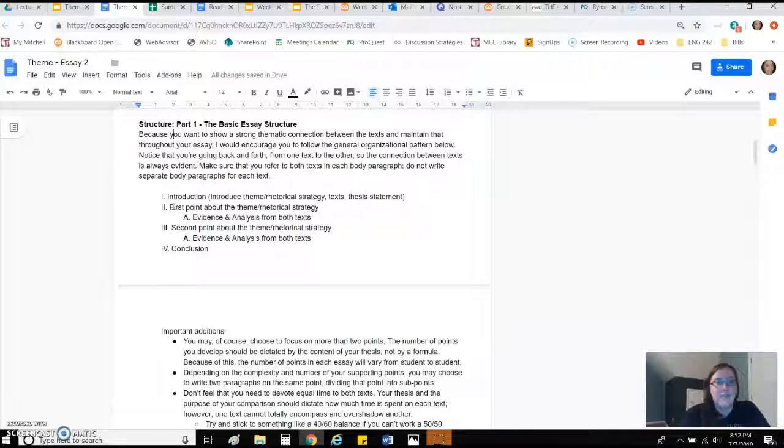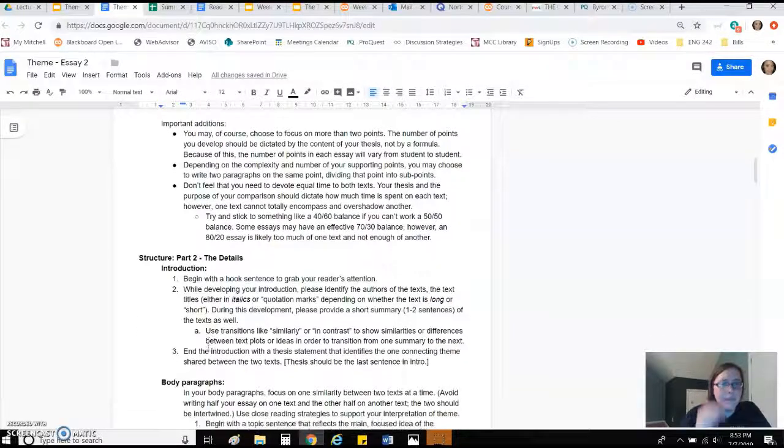most effective. So you would make your point, and then you would analyze the evidence from both of the texts to support your point. You would make your next point and analyze evidence from both of those texts. Of course, this is just a quick overview, so you might have 2 points. If you can write a 4-page paper with 2 points, that's fine with me. You might have 3 points, you might have 4 points. It really just depends on you.